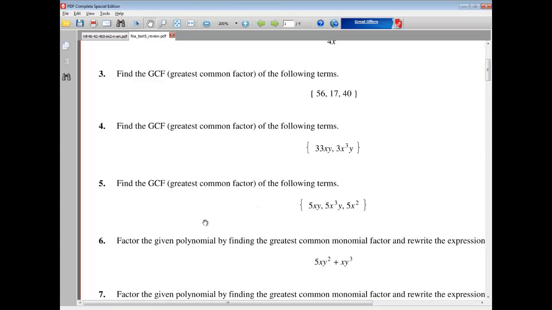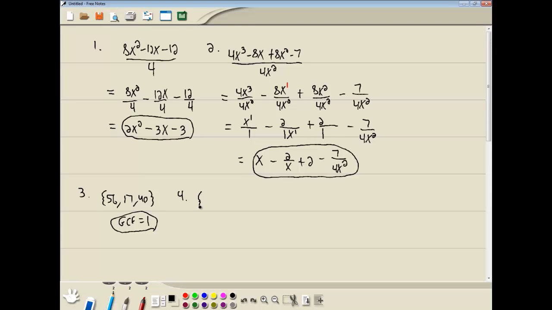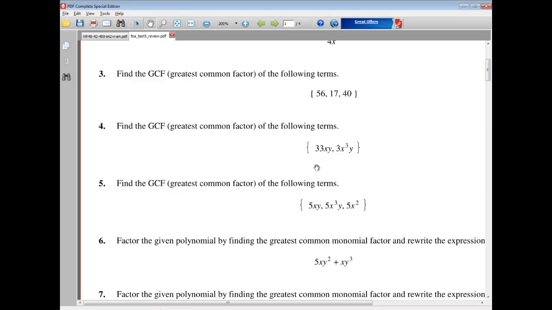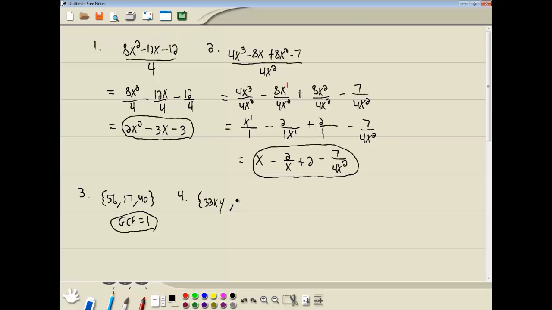Now for our fourth one, we got 33xy and we got 3x to the third y. And we want to find GCF. Well, let's first look at the numbers. 33 and 3, we think the largest number divides into both of those, which would be 3. Now the x's. We got x to the first power, we got x to the third power. So we want x. We always go with the one with the smallest exponent. And we got y and y, so it'd just be y.